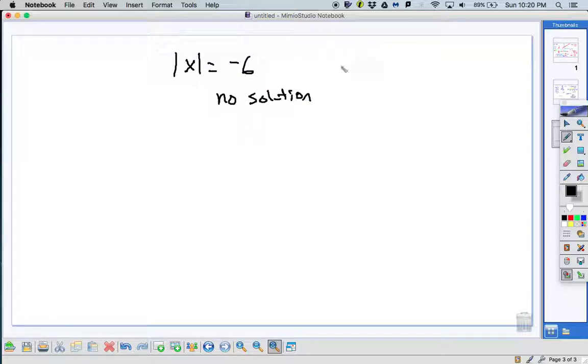And if you want to believe it, well, what numbers could it possibly be? Well, there's 6. Well, the absolute value of 6 is 6. You could try negative 6. The absolute value of negative 6 is also 6. And we're pretty much out of numbers now, so there is no way to get to negative 6 because nothing here works.